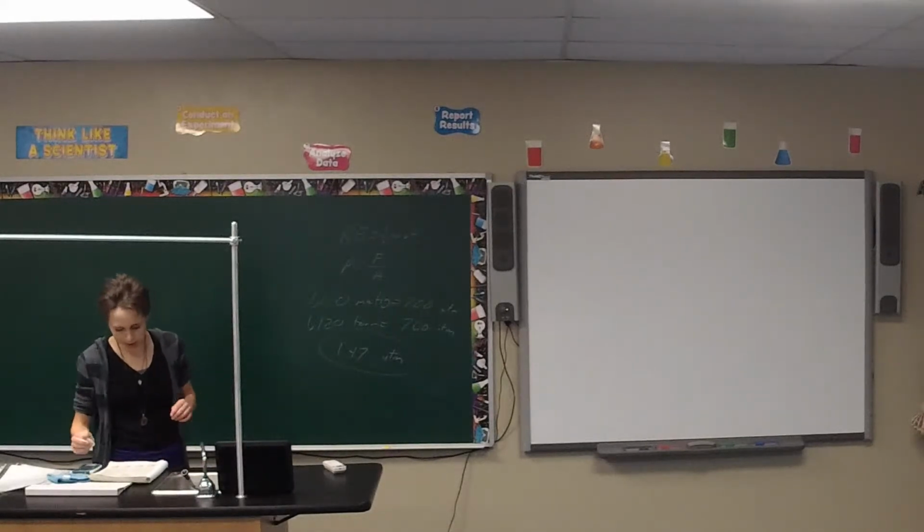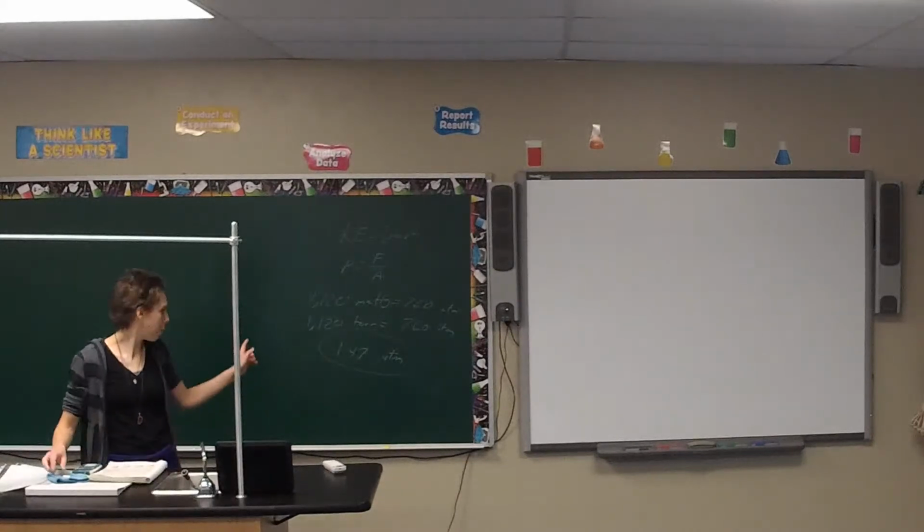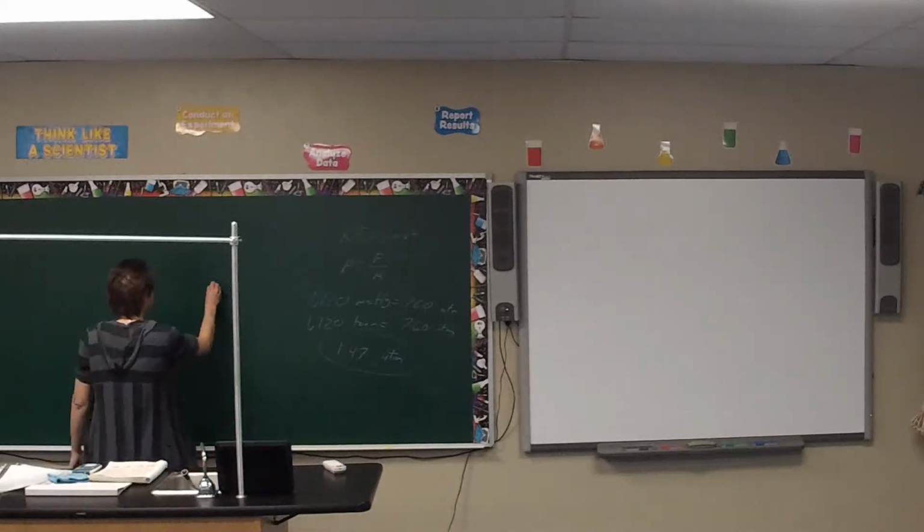Alright, what is standard atmosphere or standard pressure? If I'm talking about standard atmosphere or standard pressure, how many atm do I have? 1. How many torr or millimeters of mercury? 760. Good job. Alright, what do you call the device that's used to measure the pressure of a gas? Manometer. Great job.